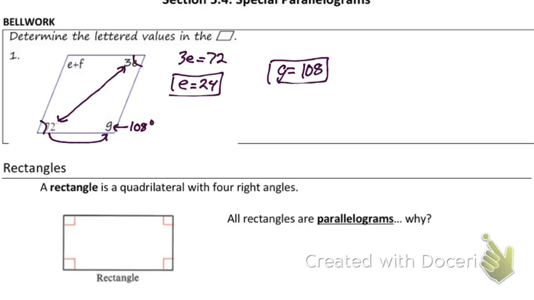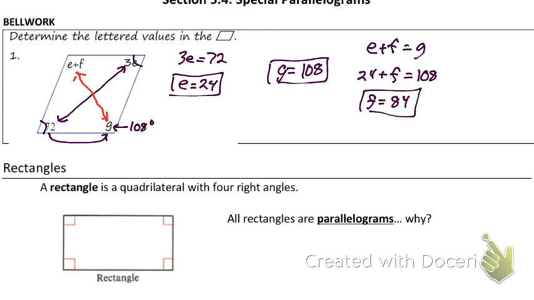All right, then let's look at the other two angles that must be congruent. These two must be congruent. E plus F and G must be congruent. So we can write E plus F has to equal G. But I already know what E equals, so we'll have 24 plus F equals G, which is 108. 108 minus 24 is F equals 84, so your correct answer should have been B.